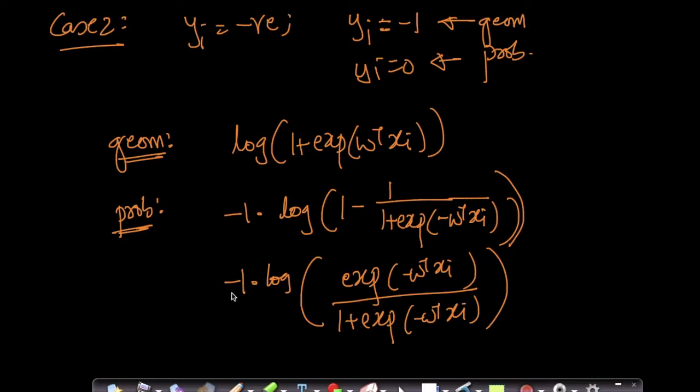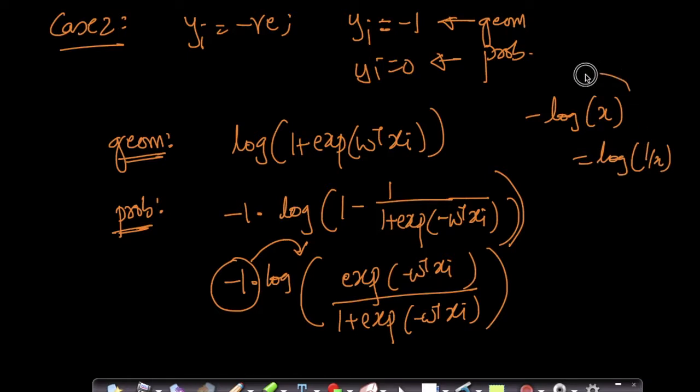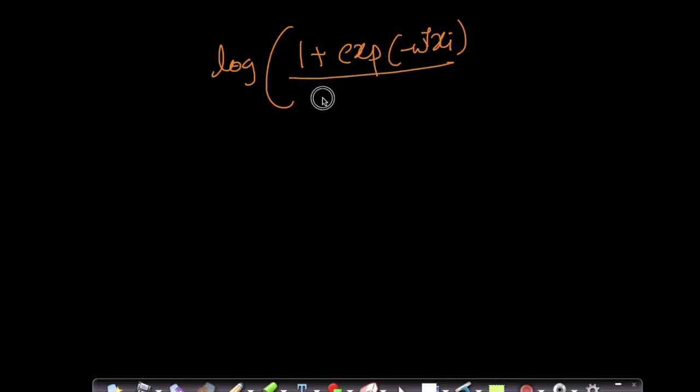Right? Now, since I have minus 1, I can take the minus 1 inside and invert this whole thing. Right? Simple, because minus of log of x equals log of 1 by x. Using this simple expression, I'll invert this. So what do I get now? I get log of 1 plus exp of minus w transpose xi by exp of minus w transpose xi.